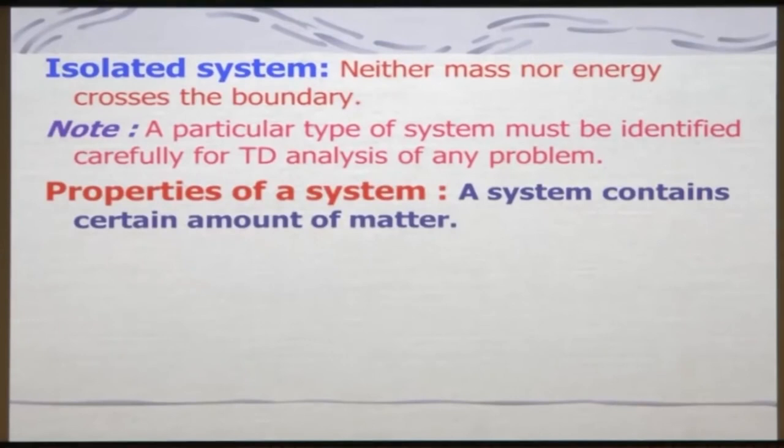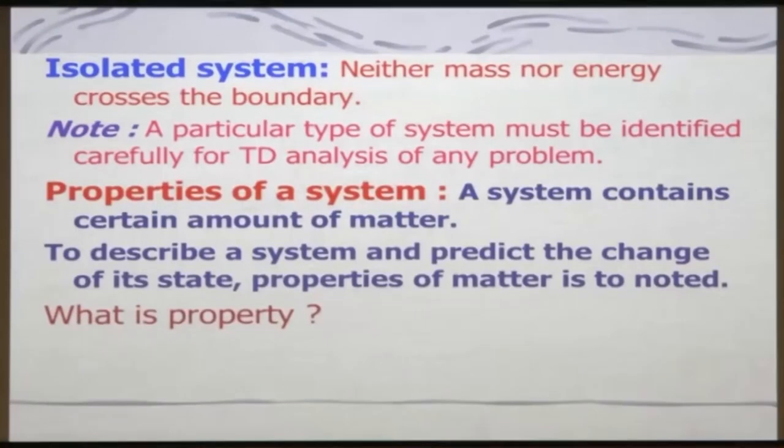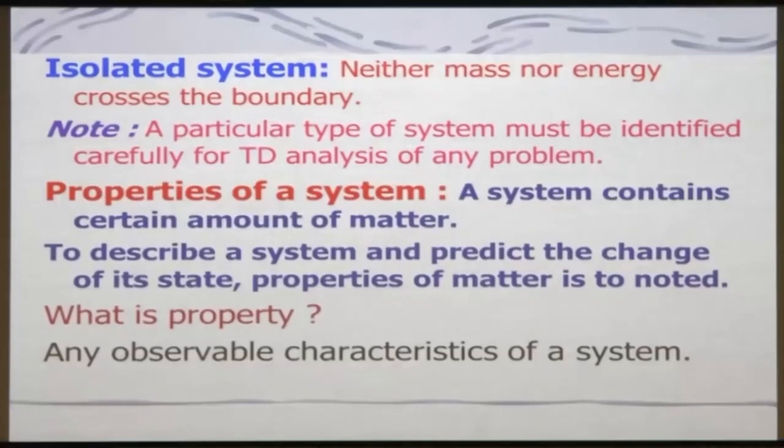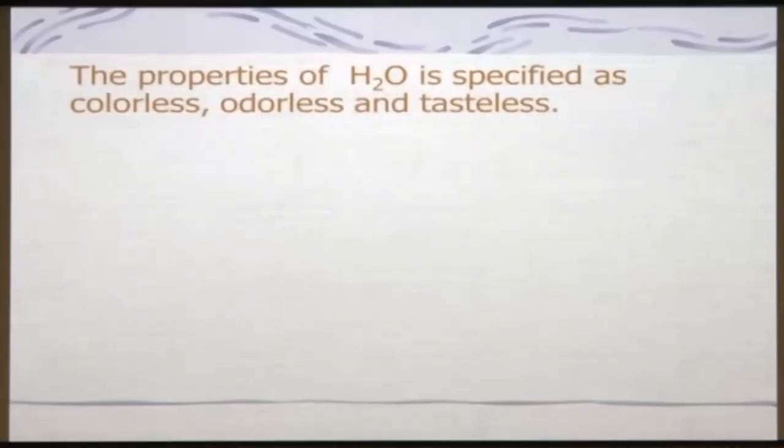As I told earlier, a system contains a certain amount of matter, and to describe a system and predict the change of state, we need to look at properties of the matter. For example, if I am giving some heat to a piston cylinder arrangement, the pressure will be changing, so also the temperature, and then we will be looking at those properties. So, what is a property then? A property is basically an observable characteristic of a system, that means what you can observe grossly: pressure, temperature, and all those things.